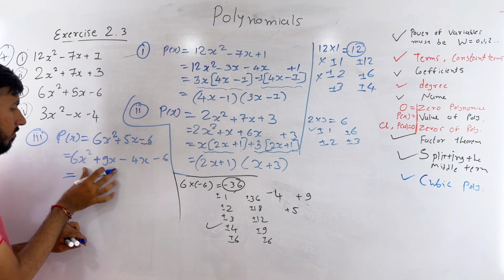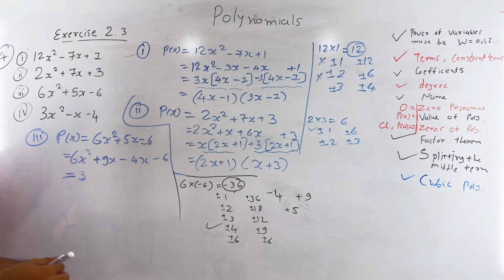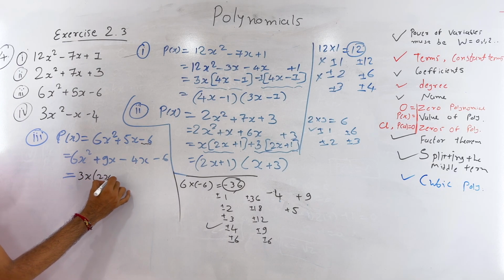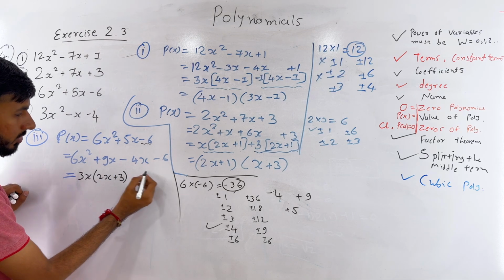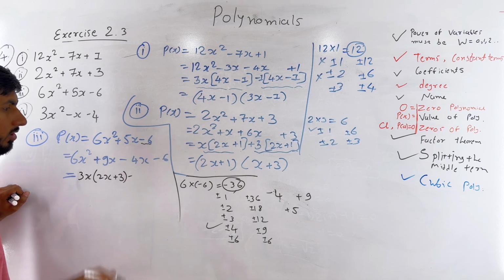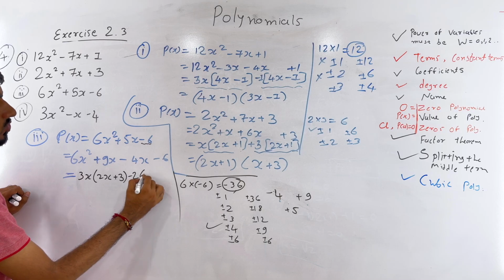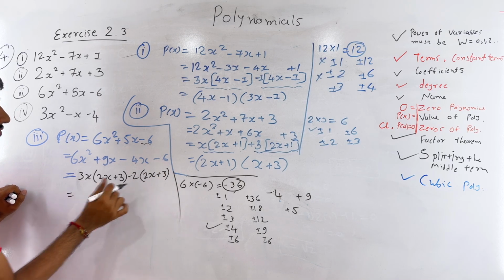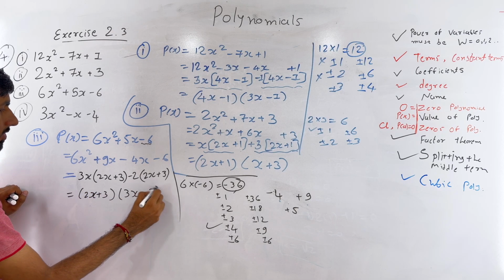Now take a common out from first two terms. My common term will be 3x, right? So in the bracket I have to write 2x plus 3. Now from here, in this bracket I have put plus sign, so I have to take minus sign common to make a second bracket look like this, and I can take only 2, right? So 2x plus 3 will be my second term. Now I can take out common 2x plus 3, and other bracket will be 3x minus 2. Very easy, right?